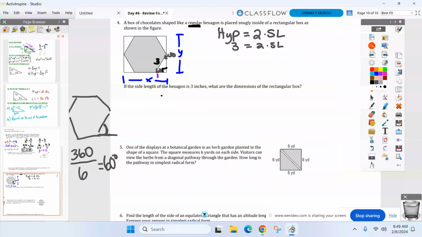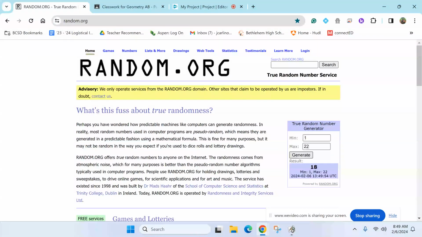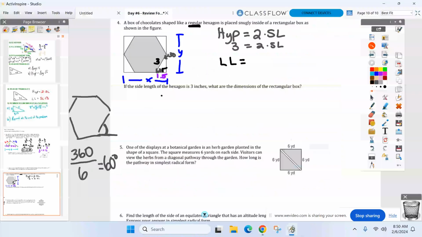So everyone, here you go. That's 1.5. How about the longer leg now? Because I still need the side across from 60. Longer leg. What's the rule before we find it? For test, what's my rule for longer leg? Shorter leg times radical 3. Good job. So my longer leg across from the 60 is going to be 1.5 radical 3. I don't need any decimals.